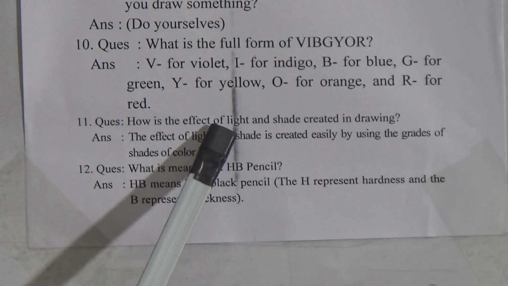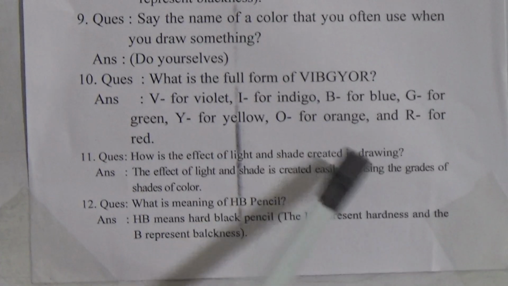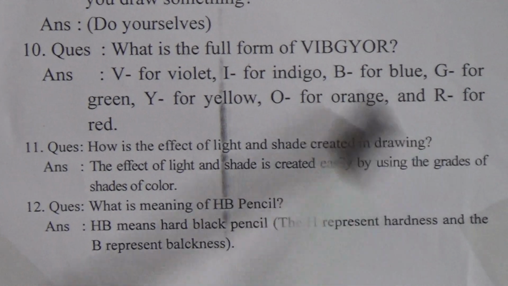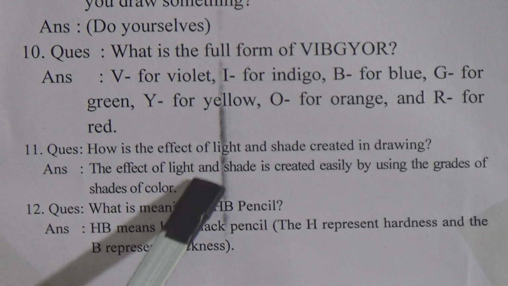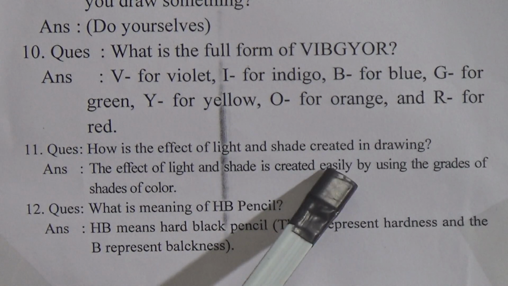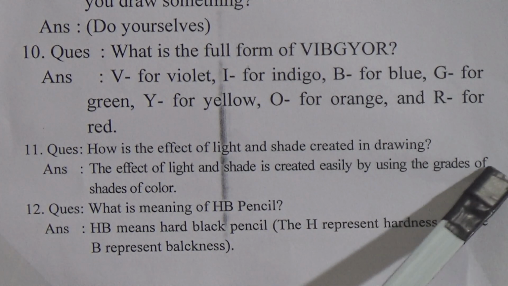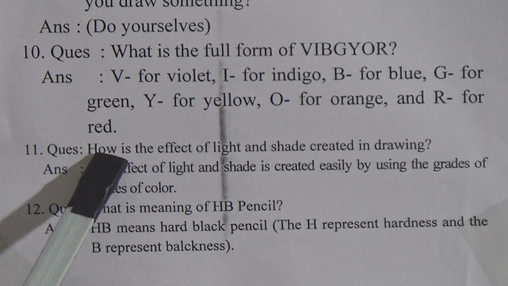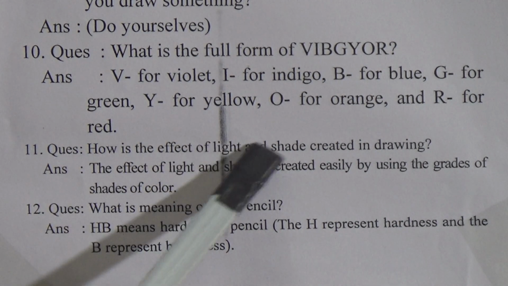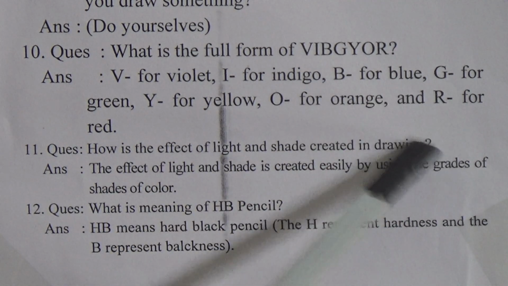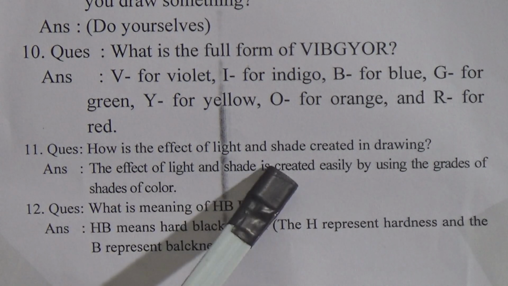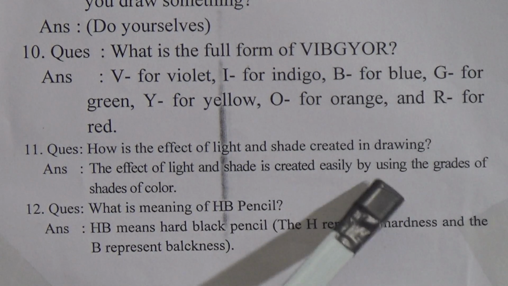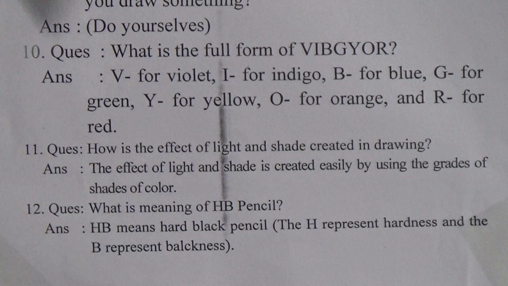Question number 11. How is the effect of light and shade created in drawing? The effect of light and shade is created easily by using the grades of shades of color. Again, how is the effect of light and shade created in drawing? The effect of light and shade is created easily by using the grades of shades of color.